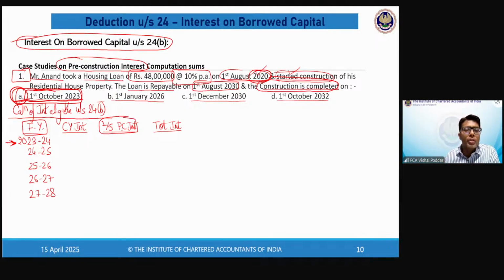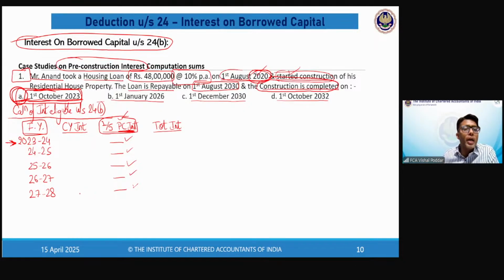Wherever I am having pre-construction interest, I just explained that pre-construction will be allowed over 5 years. So one thing is for sure, you will have this working of interest for minimum 5 years because of this pre-construction interest, because that will be allowed compulsorily over 5 years. So for first 5 years, you are assured that you have your interest deduction. But the question is, till when should be my concluding date?